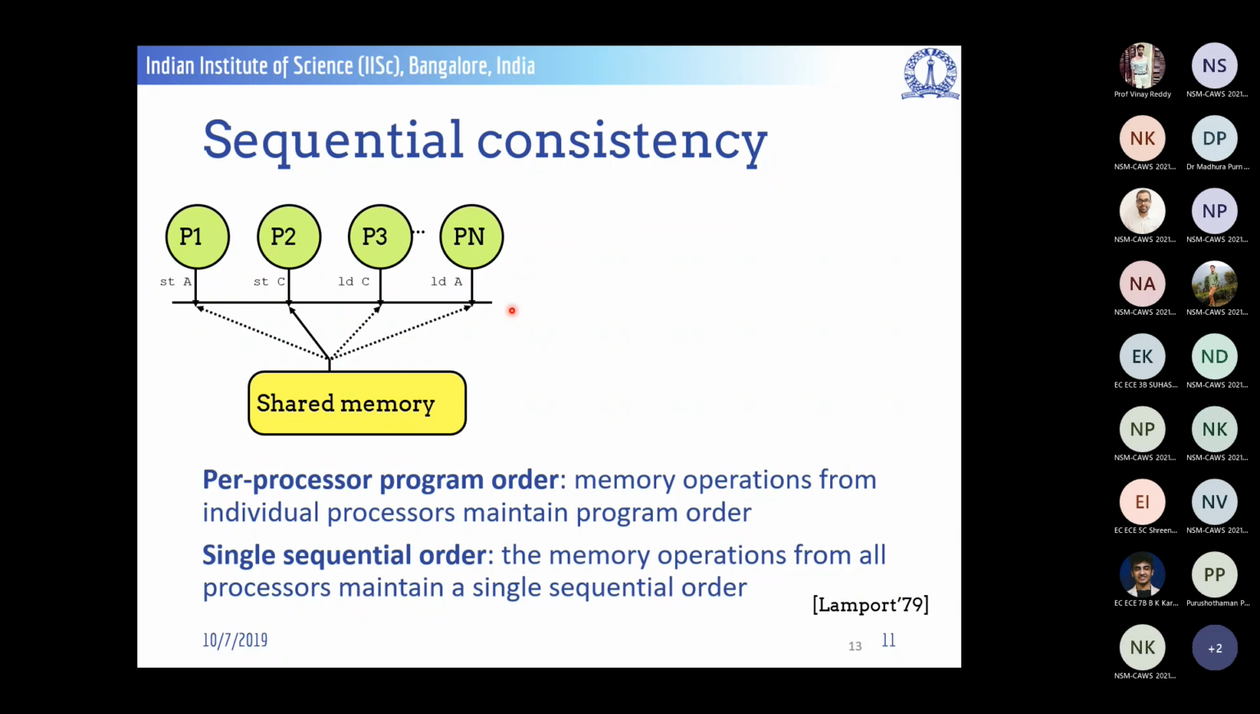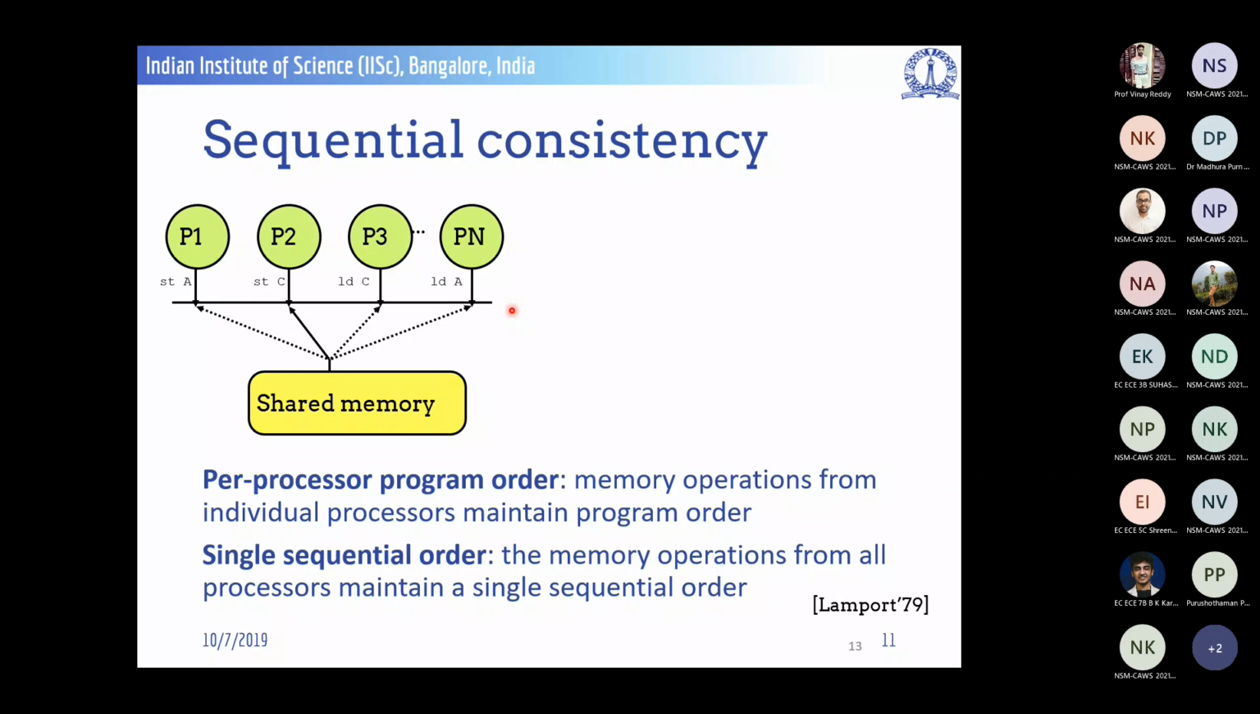Okay, and in that global order, the load stores from each thread should appear in the program order. That's the requirement. So what is a program order? Whenever you write a program, it is compiled and presented to the processor. So there is a sequential stream of instructions that is presented to that particular core, and that order is called the program order.